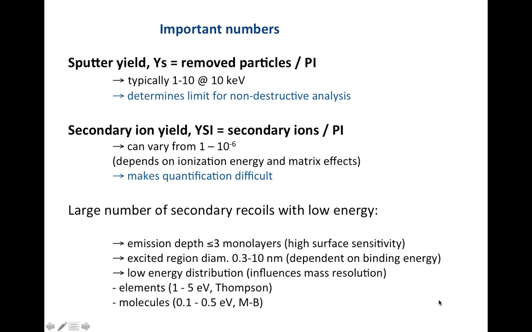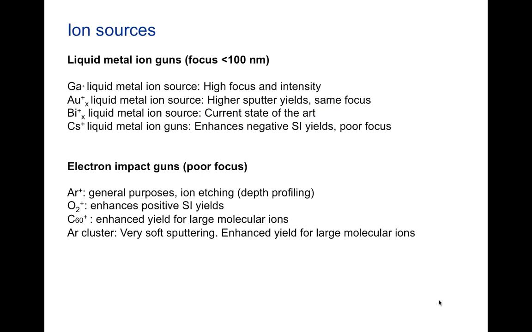Then you can see here different figures for secondary recoils. So what can you use for SIMS? It's liquid metal ion guns. The focus is less than 100 nanometers, which is very good. And then you can use gallium, gold, bismuth, and cesium.